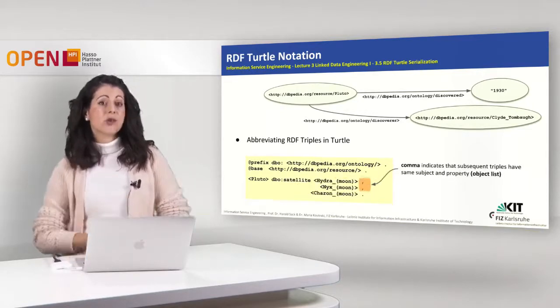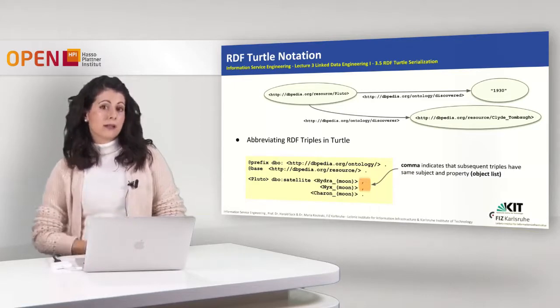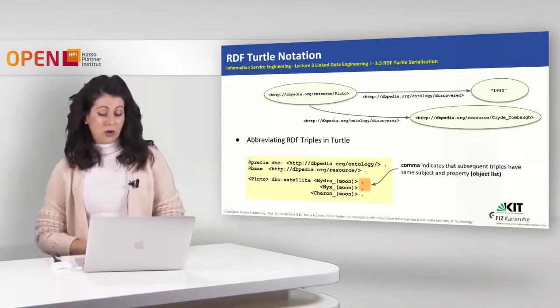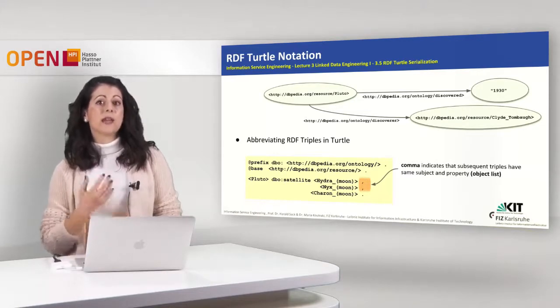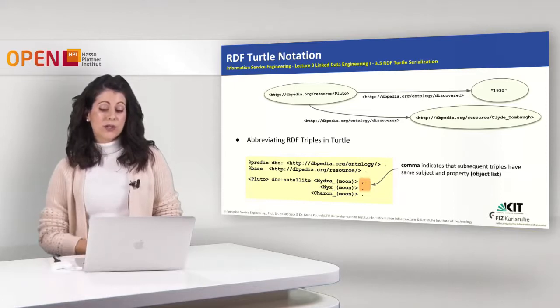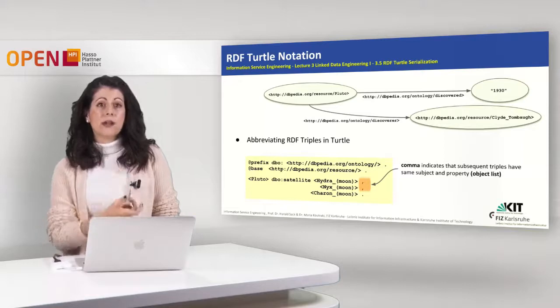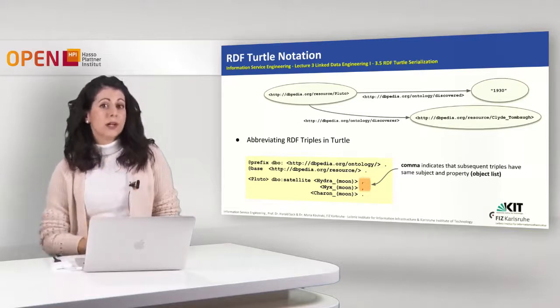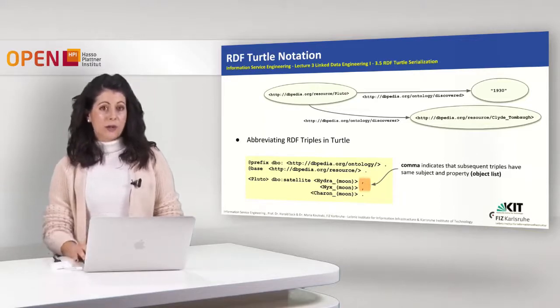And we can make it even shorter by using a comma instead of a period or semicolon. The comma indicates that the subsequent triples have the same subject and property this time, so this is also called the object list. In case we have triples that share subject and property, we don't separate by period, but we separate by comma, and then we put only the object values where there is a difference.